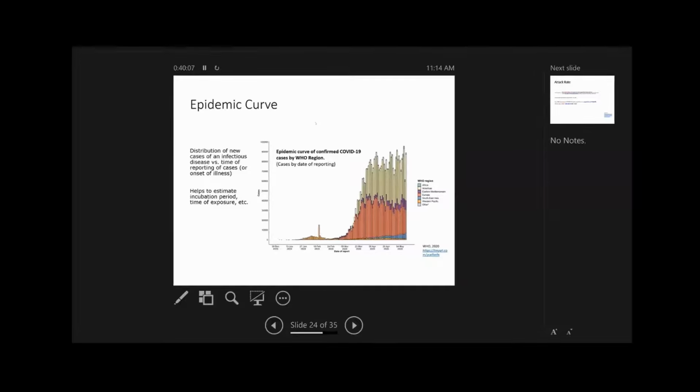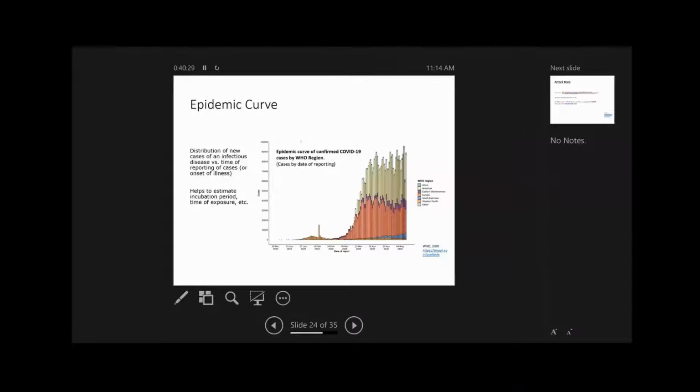So the total cumulative incidence has crossed 4 million, right? But the daily incidence is less than that. Over a period of time, it accumulates. And these epidemic curves are very helpful to figure out things like incubation period, time of exposure, whether the curve is bending downwards, whether the curve is still trending upwards, is it flattened?